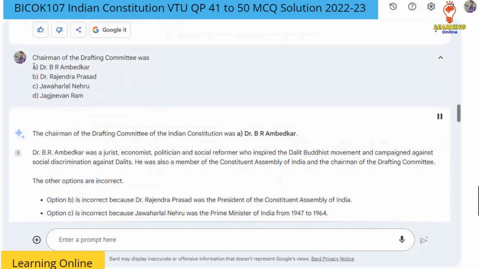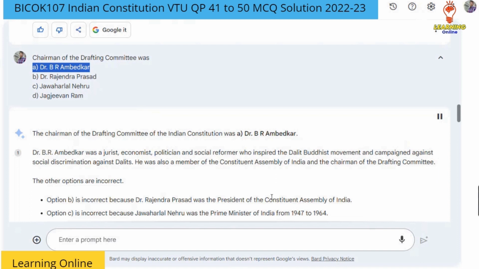The chairman of the drafting committee of the Indian Constitution was Dr. B.R. Ambedkar. Dr. B.R. Ambedkar was a jurist, economist, politician and social reformer who inspired the Dalit Buddhist movement and campaigned against social discrimination against Dalits. He was also a member of the Constituent Assembly of India and the chairman of the drafting committee.